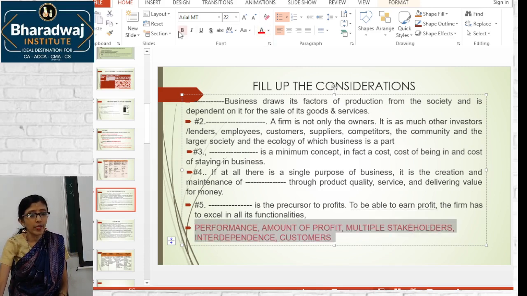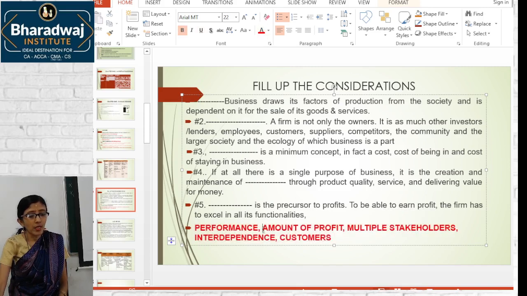Now you are going to fill it up, and after you do this exercise, you are going to register this part completely in your mind. I've given the options. For the 5 fill-ups, fit in the correct answer. Where will performance come? Where will amount of profit come? Where will multiple stakeholders come? Where will interdependence come? For which sentence is customer appropriate?